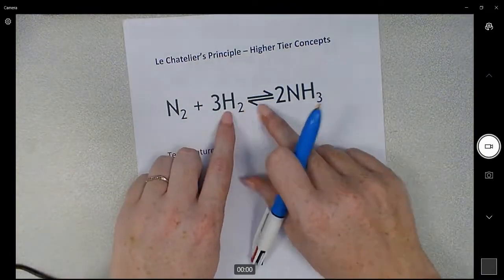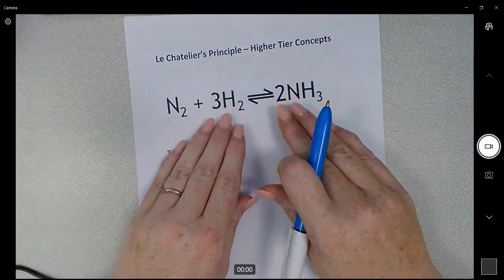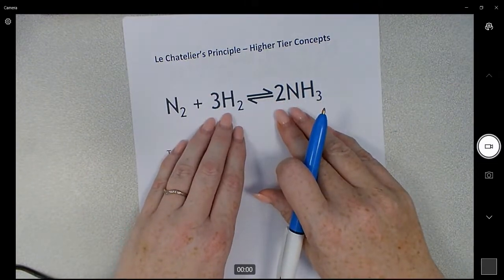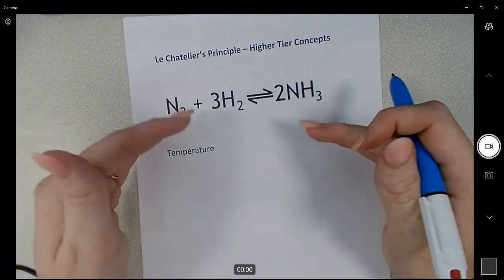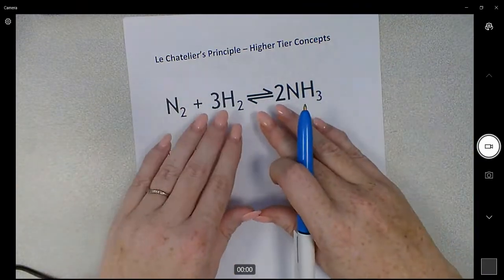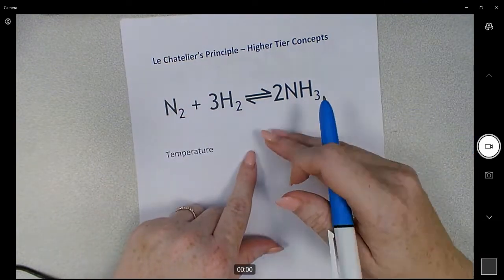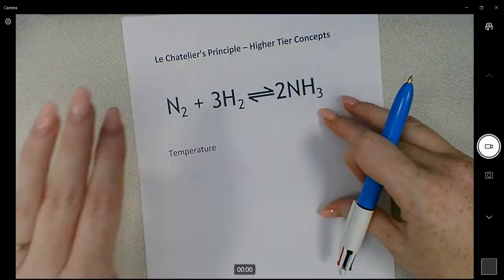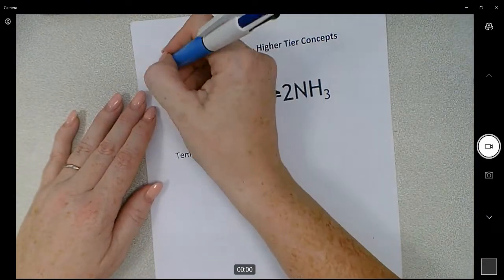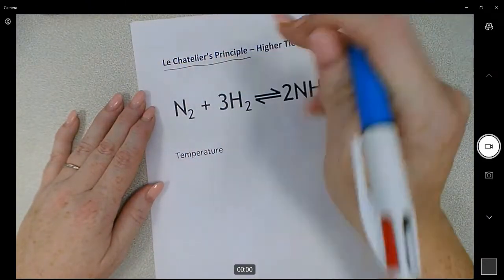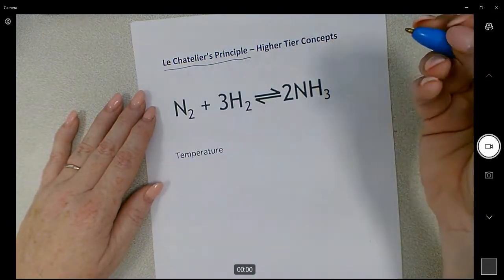So I've decided to choose the Haber process reaction, because again, that comes up in paper 2, and it is a green topic, so it does hint to me that that potentially could be linked together. So I wanted to give you a reaction that you're familiar with. And we're going to look at each of these factors in turn. As I said, there's 3. So we're going to start with temperature. But first of all, I want to tell you what this principle actually means.